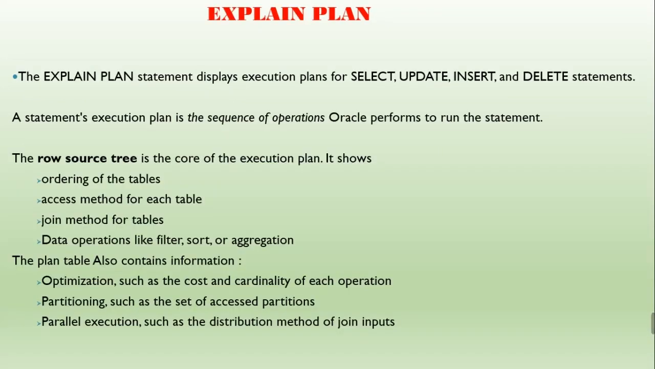Alright. Explain plan. The EXPLAIN PLAN statement displays the execution plan for SELECT, UPDATE, INSERT, and DELETE statements. A statement's execution plan is a sequence of operations Oracle performs to run the statement. The row source tree is the core of the execution plan. It shows the ordering of the tables, the access method for each table, the join method for tables, and data operations like filter, sort, and aggregation. The plan table also contains information on optimization, such as the cost and cardinality of each operation, partitioning, such as the set of accessed partitions, and parallel execution, such as the distribution method of join inputs.